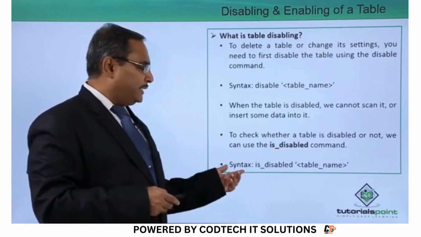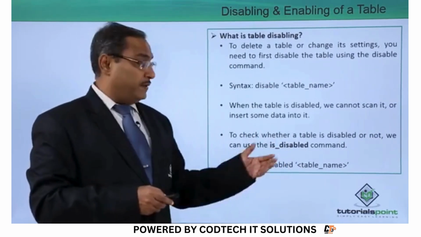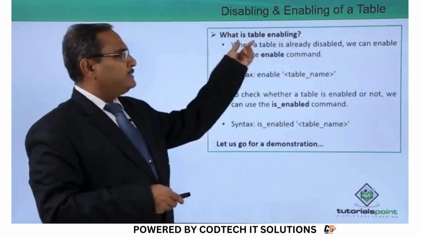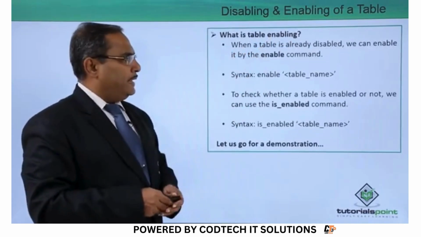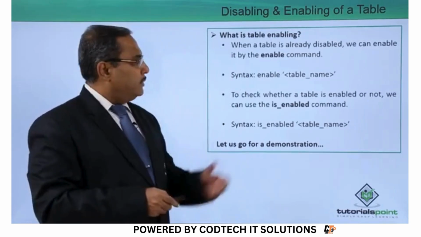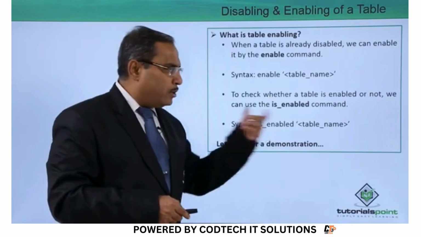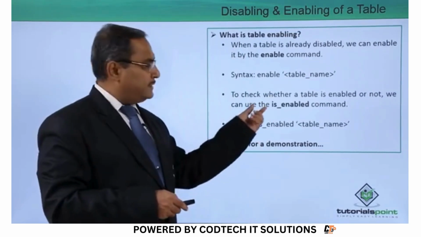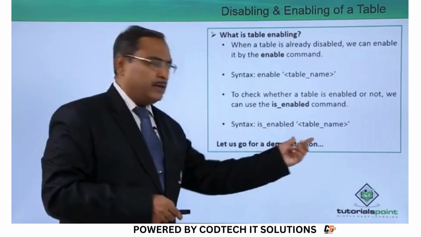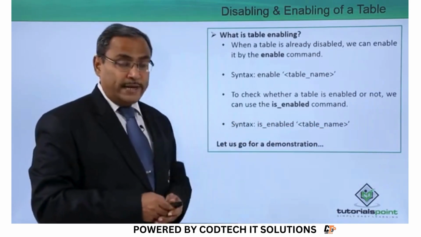To check whether a table is disabled or not, we can use the is_disabled command. The syntax will be is_disabled and the table name. It will give us the output whether the table has been disabled or not. What is table enabling? When a table is already disabled, we can enable it by using the enable command. The syntax will be enable table name. To check whether a table is enabled or not, we can use the is_enabled command. The syntax will be is_enabled and then the table name. In this way, it will tell us whether the table has been enabled or not.